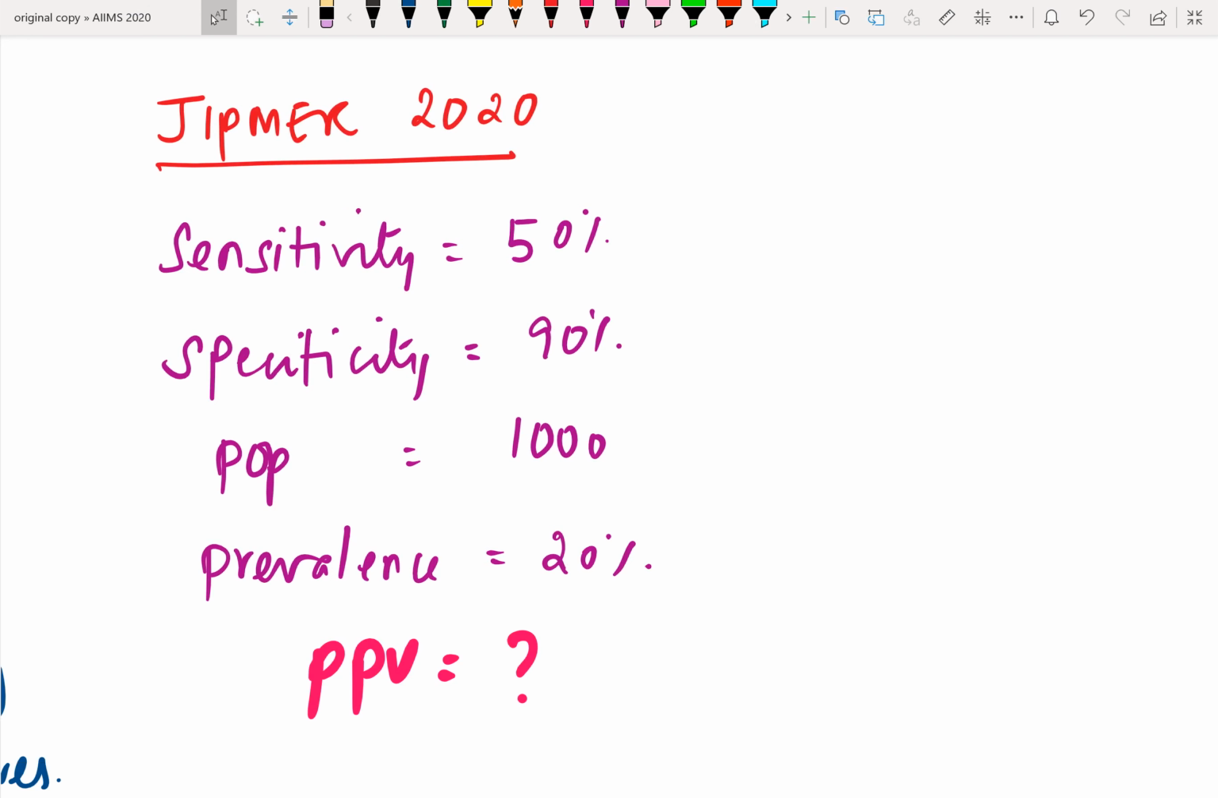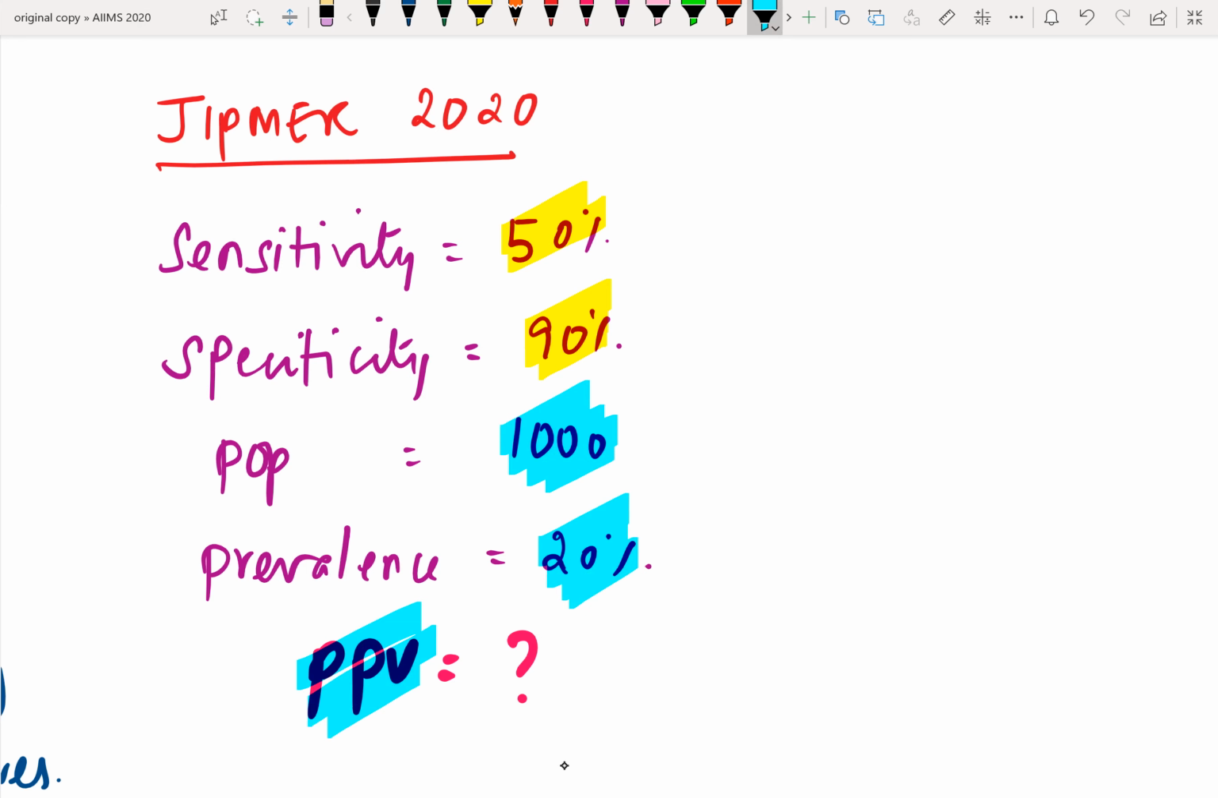The question that is given is, they have given us a sensitivity of 50%. Specificity they have given, that is 90%, and the population they study is 1000, with a disease prevalence of 20%, and they want us to calculate the positive predictive value. The question is, how much is the positive predictive value?